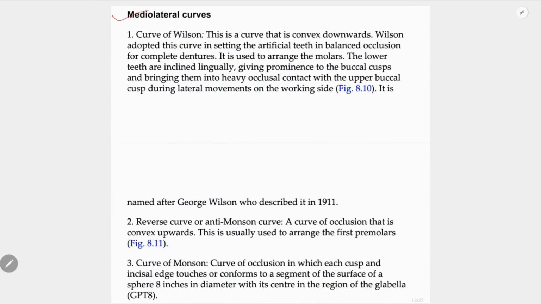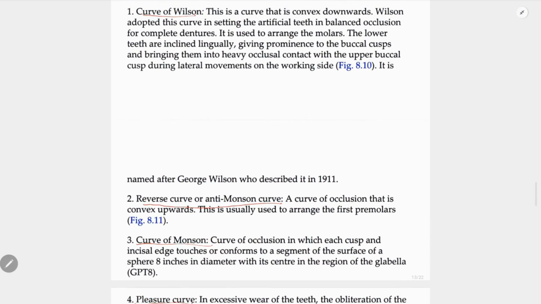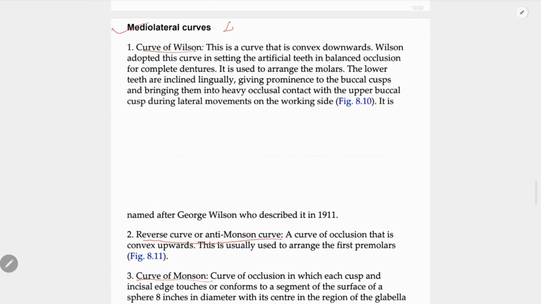So in the mediolateral curve, first is the curve of Wilson, then we have the reverse curve or the anti-monsoon curve, then we have the curve of monsoon, and then we have the pleasure curve. So there are 4 curves in the mediolateral curve. You have to write the definition and draw the diagrams for the same. All the diagrams are very easy.